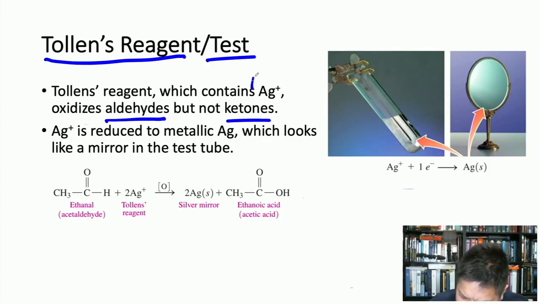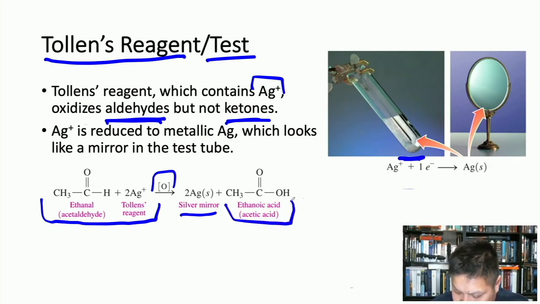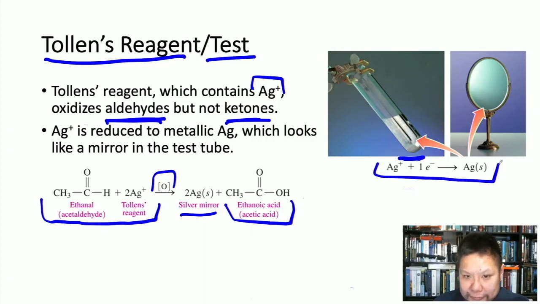It contains silver ions, right? It reacts and oxidizes only aldehydes, not ketones. And in this reaction, ethanol reacts with the Tollens reagent that has the two silver ions in it. Oxidation occurs. Those electrons go over to the silver, making it a silver mirror, as you can see in the picture right here. And then you get ethanoic acid, also known as acetic acid, which is vinegar, right? And this is actually how they used to make mirrors. Very simply, this is how they used to make mirrors. Pretty cool.